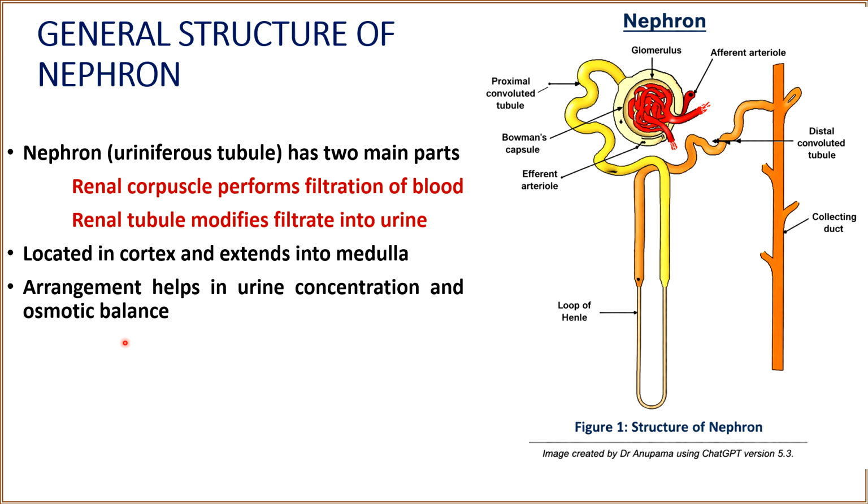So the nephron is partly located in the cortex. Half of it is located in the cortex, while half of it is partially extending into the medulla. This helps in efficient filtration as well as concentration of the urine. This structural arrangement is essential for maintaining even the osmotic balance in the body.